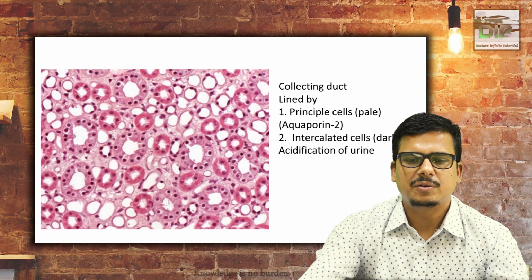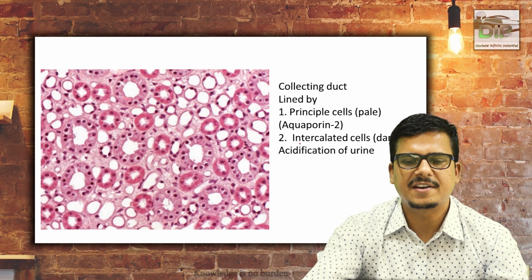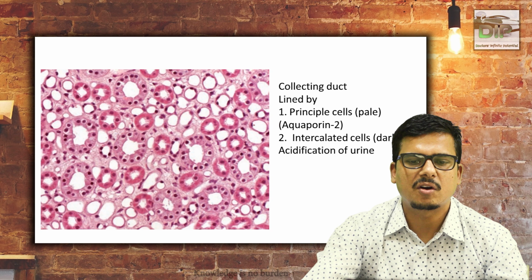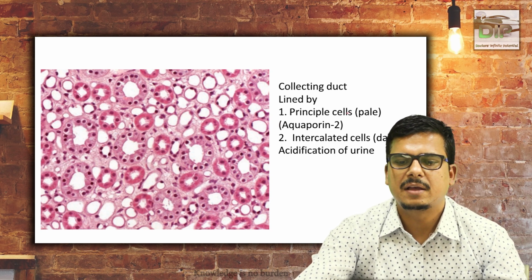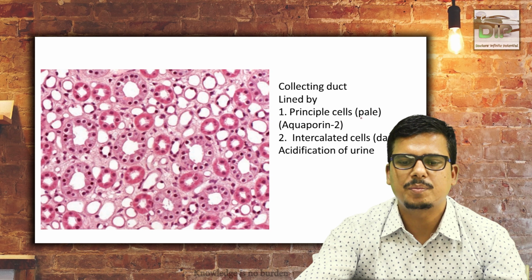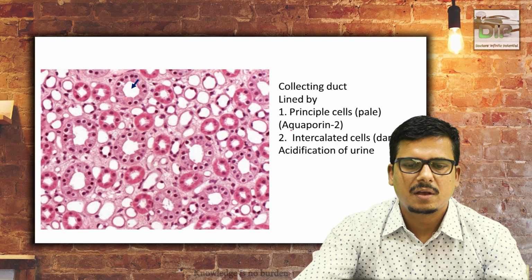Finally, the collecting duct, which is lined by two types of cells, principal cells and intercalated cells. These are the two types of cells lying in the collecting duct. The principal cells are pale cells, meaning they do not take up much stain, and the intercalated cells are dark cells.